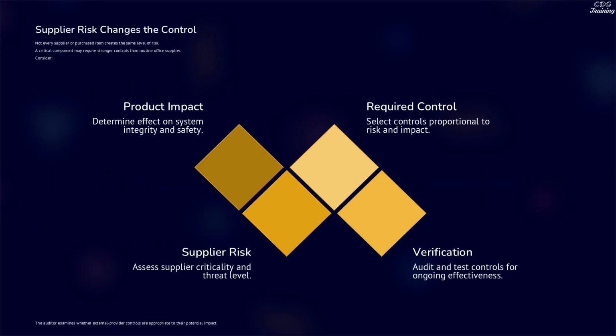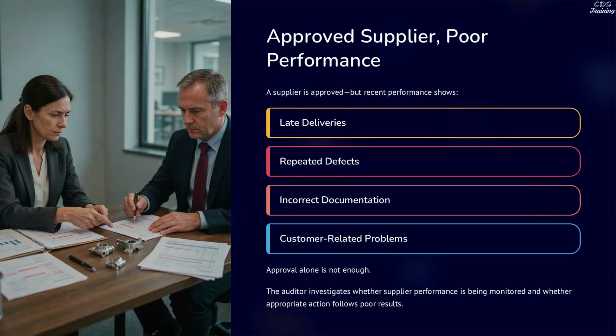New suppliers can change the control dynamics. Consider product impact, required controls, supplier risk, and verification to ensure ongoing effectiveness. Approval isn't enough if performance falters. Monitor supplier performance for late deliveries, repeated defects, incorrect documentation, and customer-related problems.